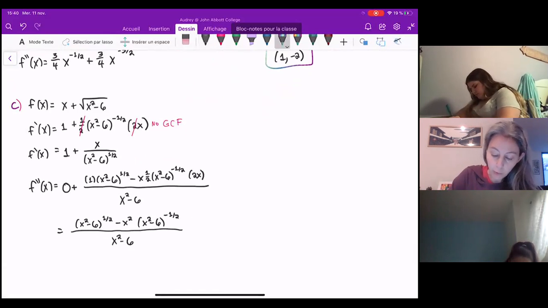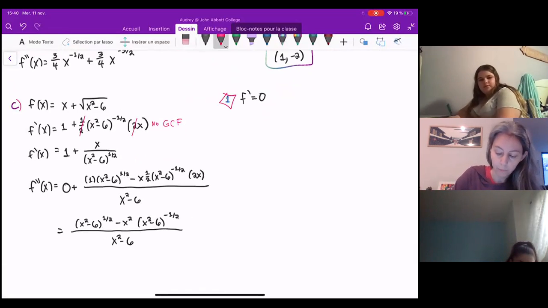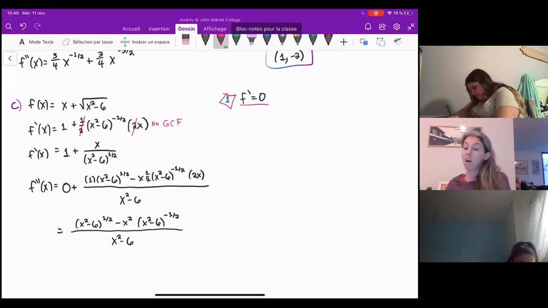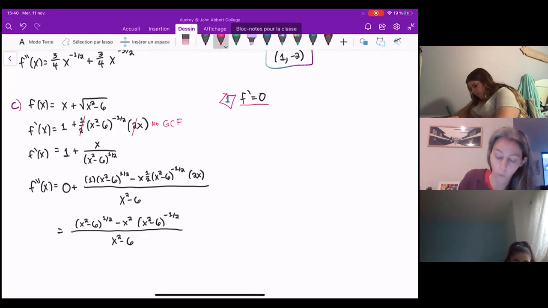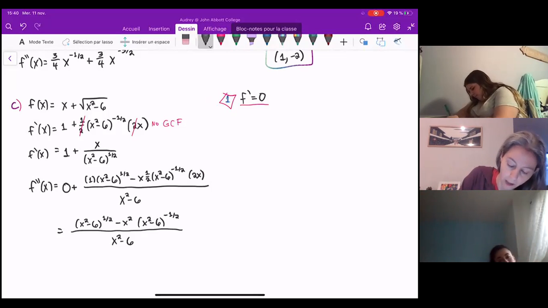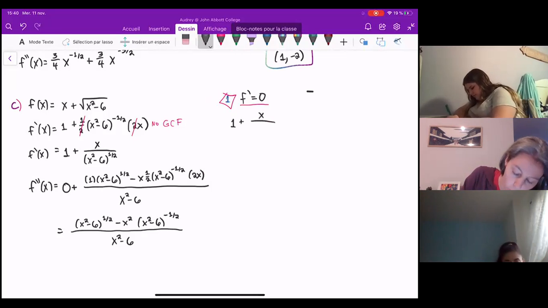And this brings us to our first step, which is setting f prime equal to 0. And I have a feeling that our critical value here might actually end up being kind of gross, but so how do I solve this? So here I would say 1 plus x over x squared minus 6 to the 1/2 is equal to 0.